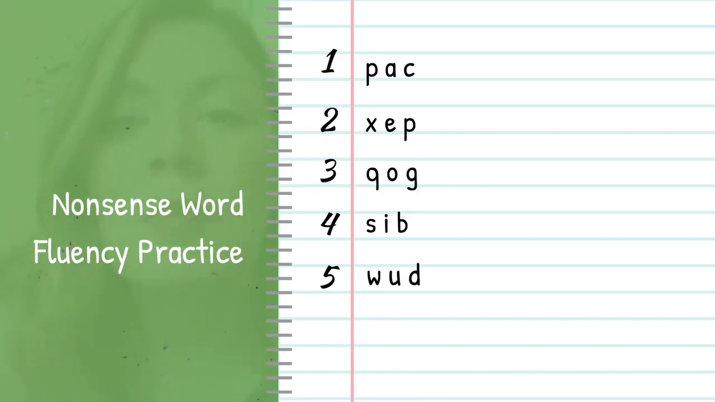Okay, now that we have stretched out or chopped up each sound of those nonsense words, let's go ahead and read them with fluency. And so when we're reading with fluency, that means we read it like we see it and we try to be as smooth as we can. Okay, not like a robot, as smooth as we can. All right, let's do this. Pack, xep, quag, sib, would.